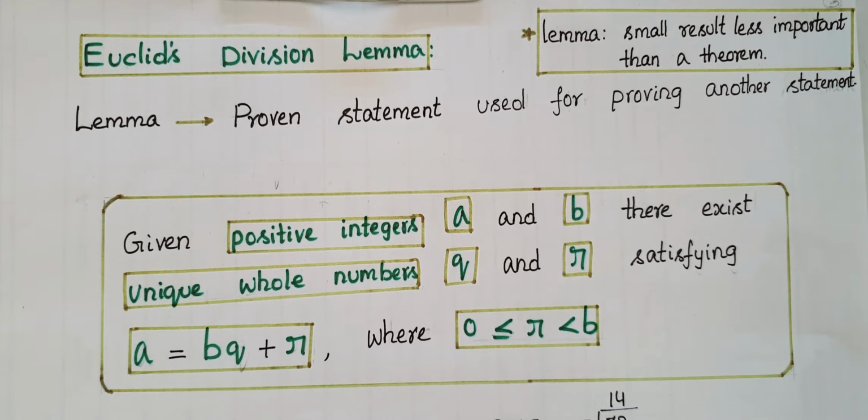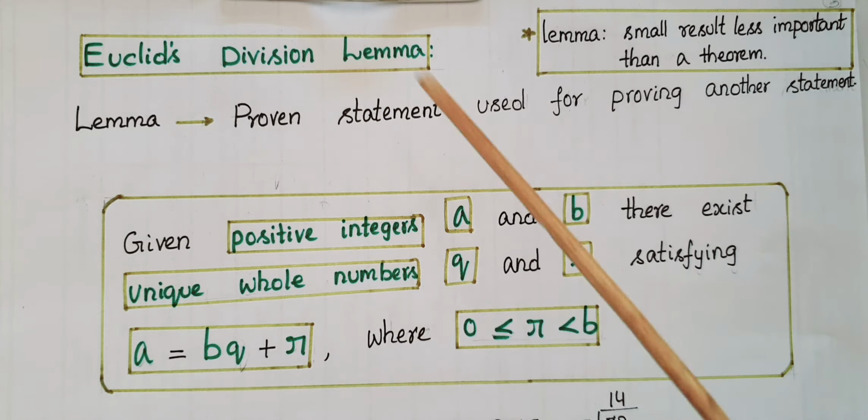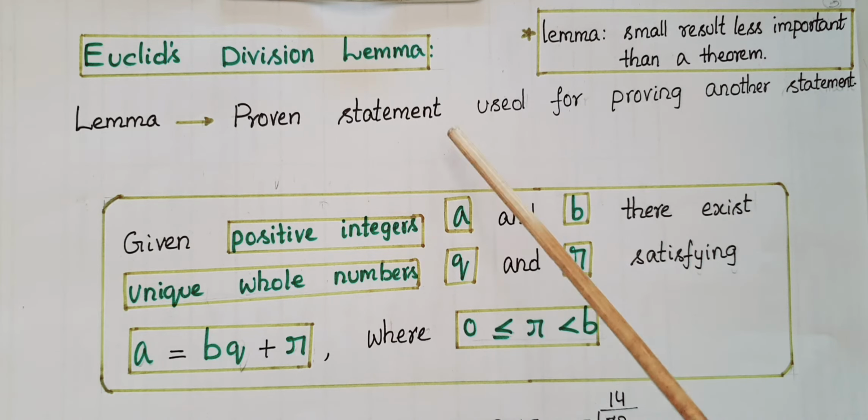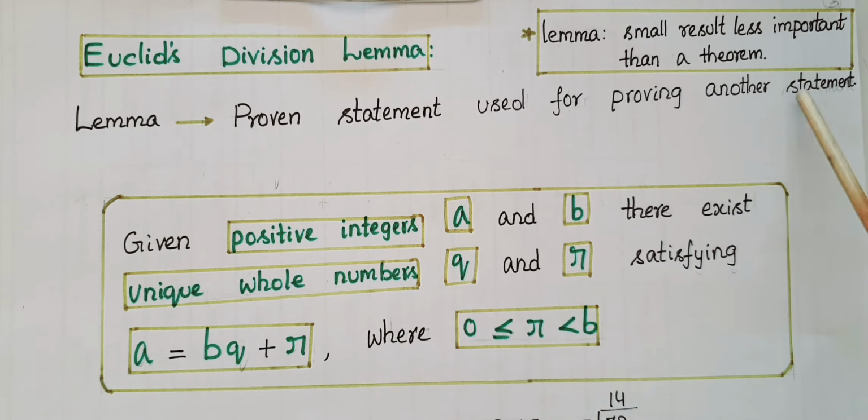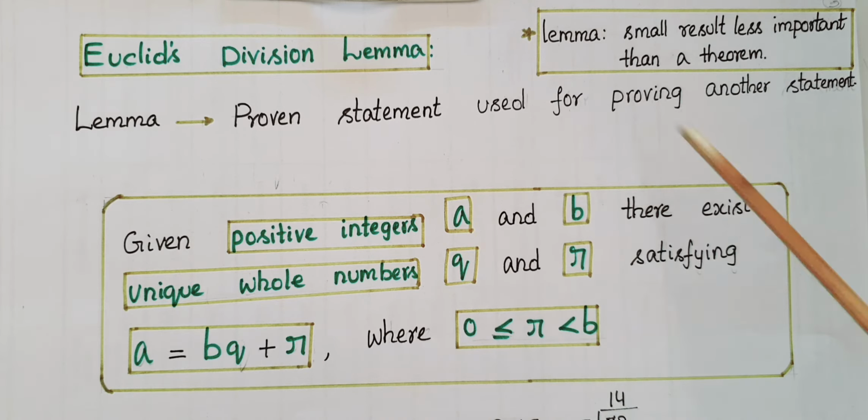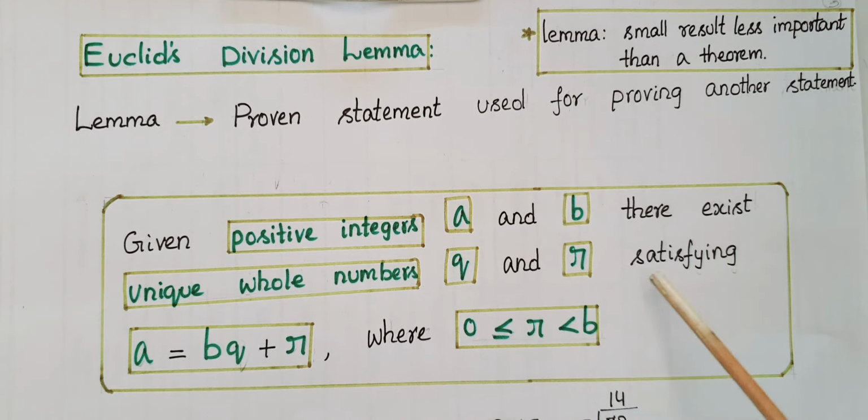Now the same statement A is equal to BQ plus R is called Euclid's division lemma. So here lemma means a proven statement used for proving another statement, or a small result which is less important than a theorem. So now you can say the Euclid's division lemma like this: given positive integers A and B, there exist unique whole numbers Q and R satisfying A is equal to BQ plus R, where 0 is less than or equal to R is less than B.